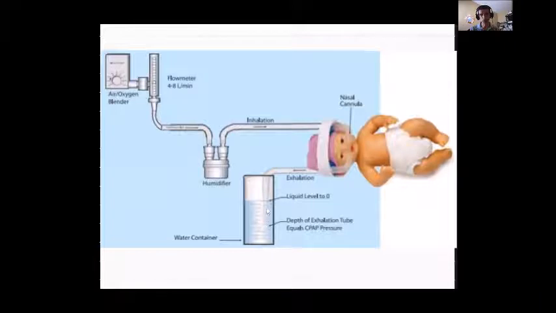So if you go by 3 centimeters, you are giving 3 centimeters of pressure. If you go by 5, 6, and on. So you can see it's subjective, it's not measured, it's only done this way, and it's labor demanding. So you need people to keep watching it.